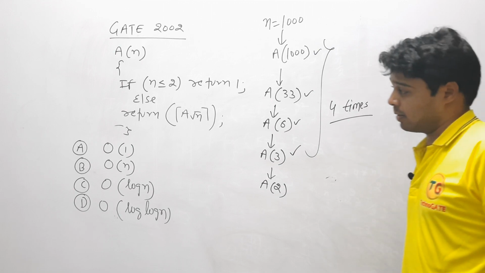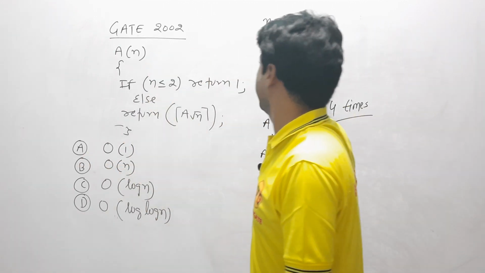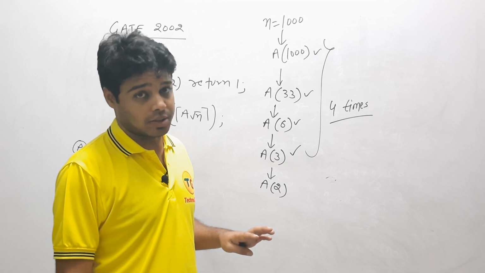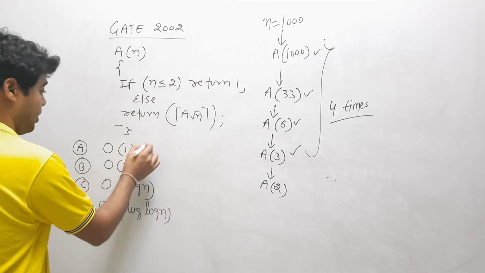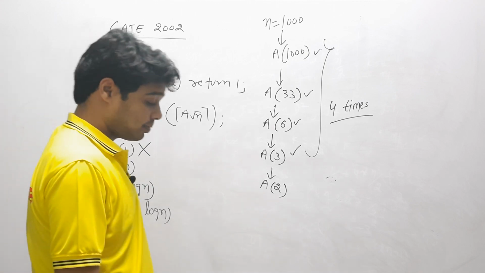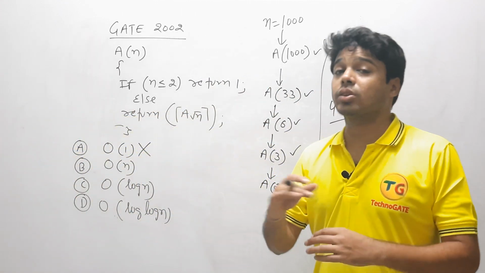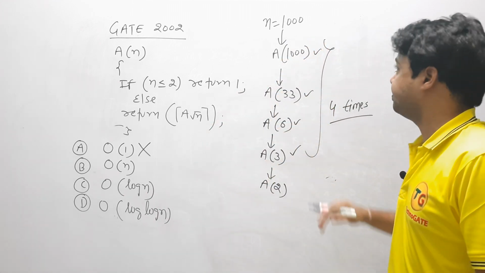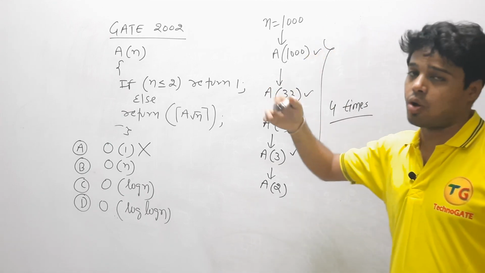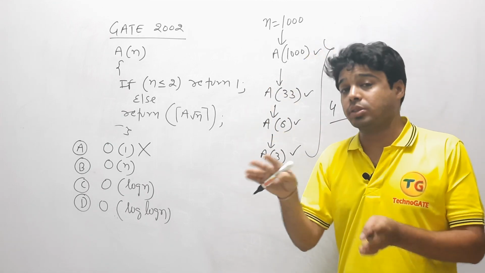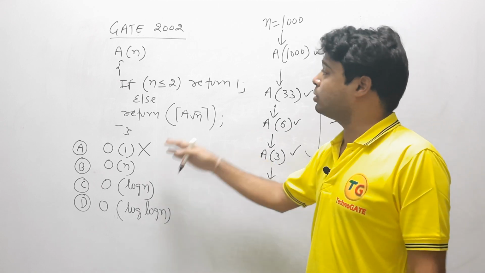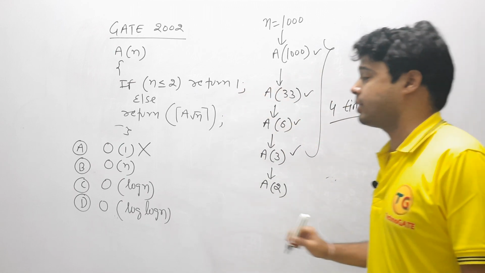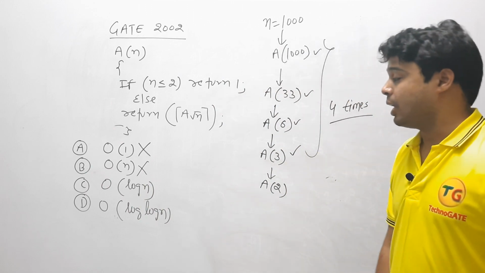So let's check the options one by one. Constant time, no, because n is variable here. If any variable is given in the problem, then the time complexity is never constant. So A is rejected. Now the second one is order of n. Order of n means approximately n, like for 1000, approximately 900, 800, 1002, nearby 1000. So n is 1000 here, but this program runs only 4 times, so it is rejected.